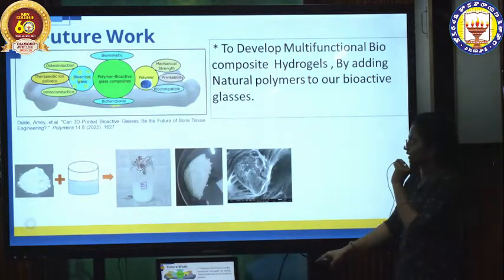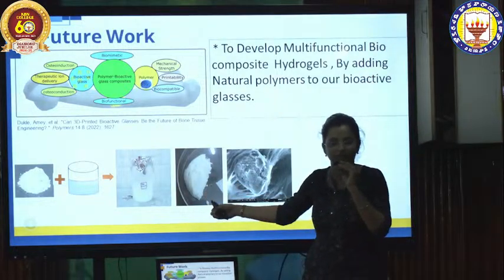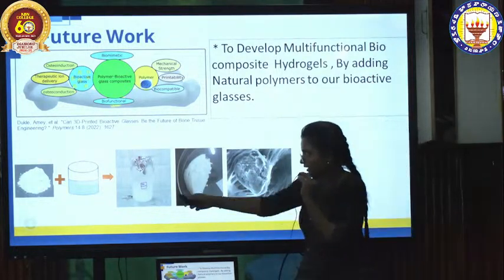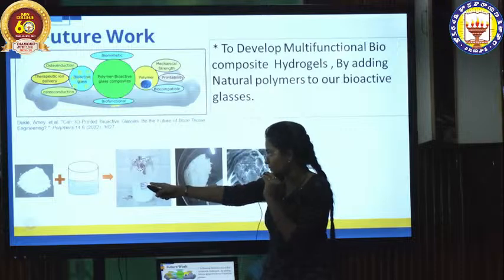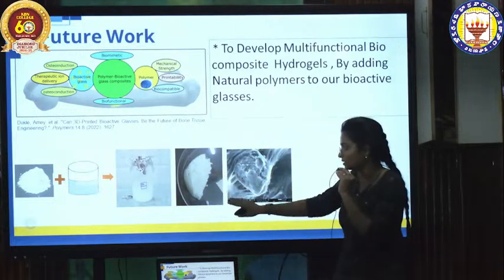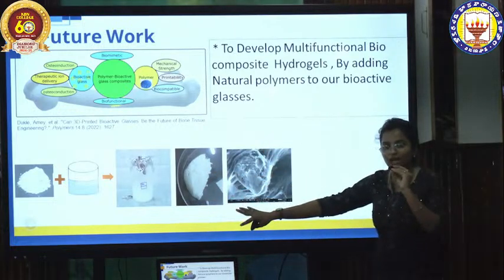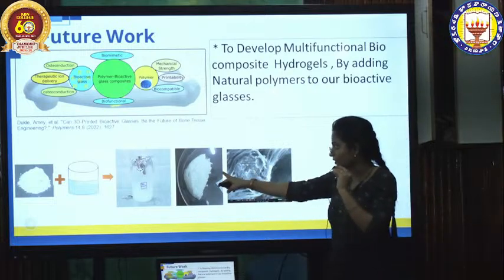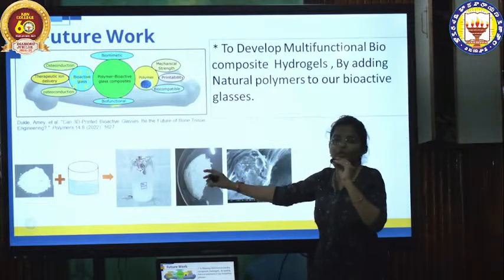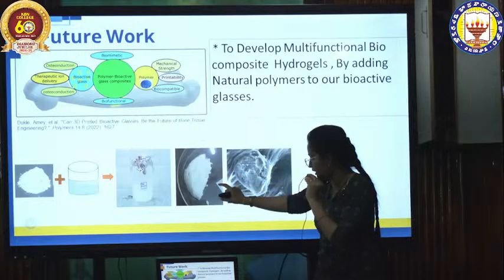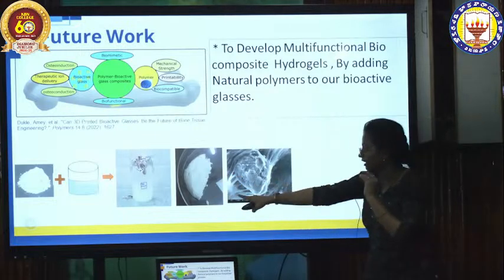I have already prepared a few tests. I'm doing a few tests on hydrogels. When bioactive glasses are added with polymer, along with the cross linkers, a hydrogel is formed. Once after freeze drying it, I have obtained a more porous kind of scaffold.